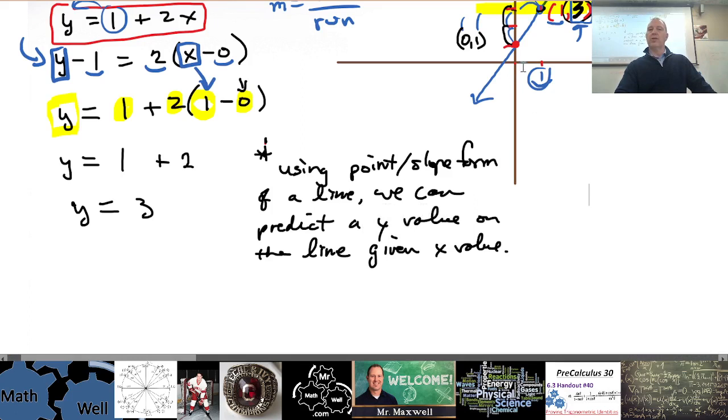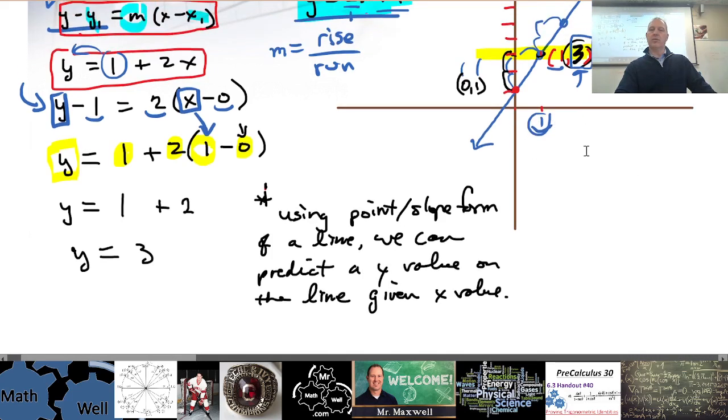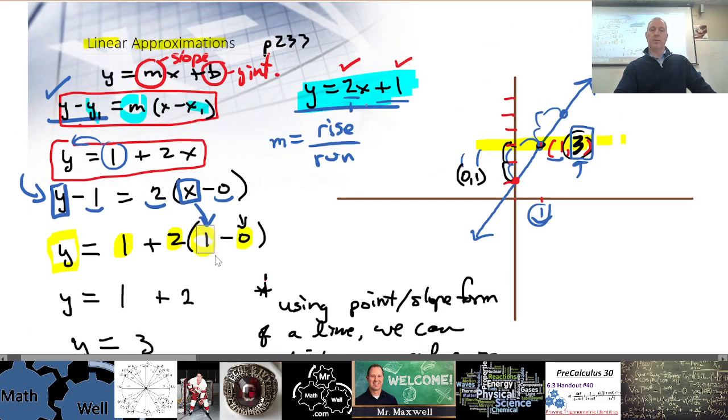So we could substitute any x value here. I could substitute 2 or 3 or -5 or -7, and I could find out what the other y value is, right? I just put that new number in here, and I go ahead and evaluate. Not a problem. Okay, so what does this all mean for us?